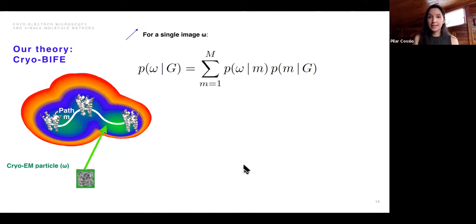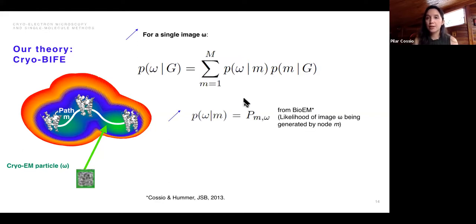So for a single image, we're going to define the probability of that image given a free energy profile G as the sum over all the models in the path. This is a discrete path, but you can have many models along the path, of the probability of that image being generated by that model times the probability of the model given the free energy profile. So for the first term here, we're going to use a Bio-EM formalism. This is a method that I developed together with Gerhard Hummer.